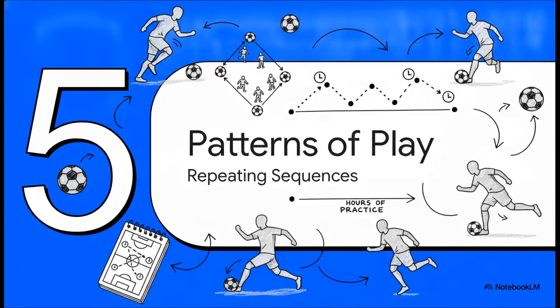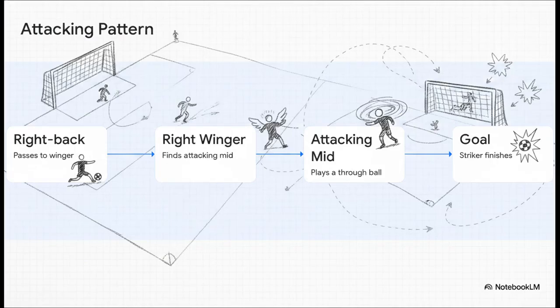Next up, Section 5, spotting patterns of play. Elite teams heavily orchestrate their attacks based on countless hours of practice. If you really watch closely, you'll start spotting repeatable sequences. Like, say, a right back finding a winger who hits the attacking midfielder, who immediately plays a through ball to score. If you see that exact progression happen multiple times in a single match, you aren't just watching random attacks anymore. Nope, you've identified a deliberate pattern of play.